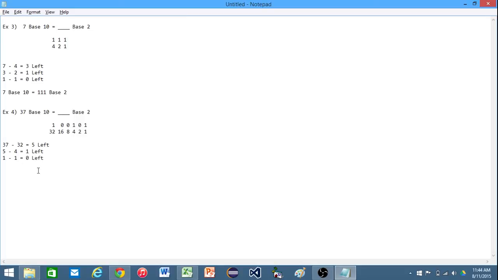We have 0 left, that means we're correct, and now we can go ahead and just write out our final summary here. 37 base 10 is equal to 100101 base 2.